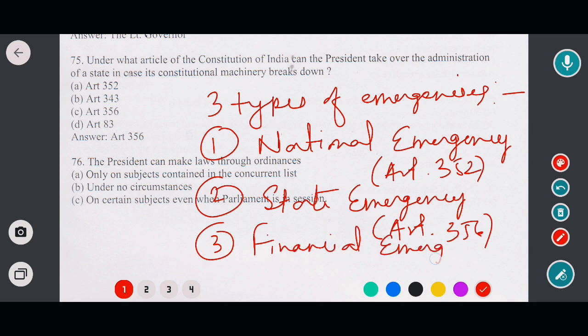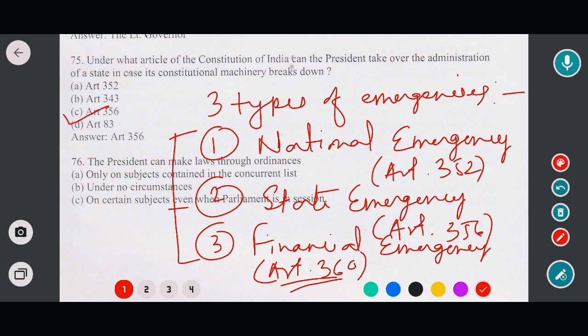It has been defined under Article 360. So all these three articles are very important. So in this case, option C would be the correct answer. So now moving to next question.